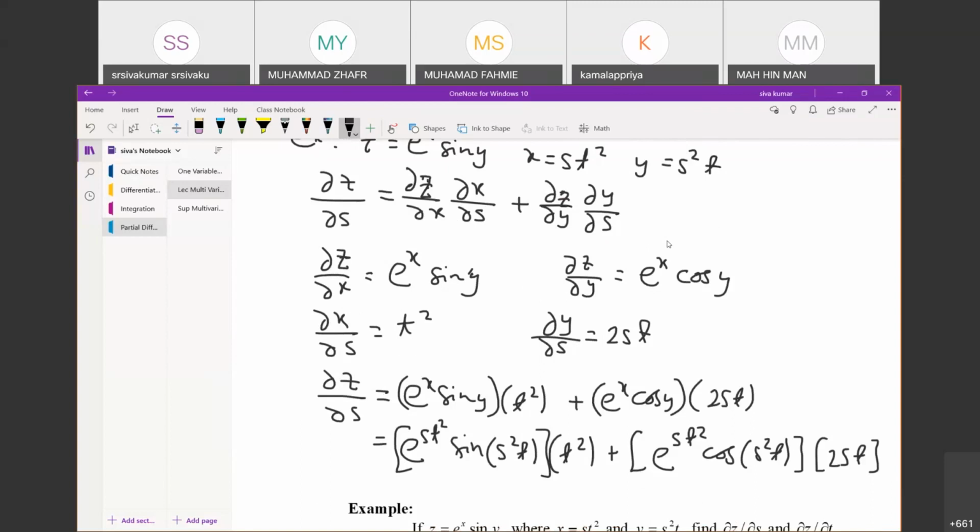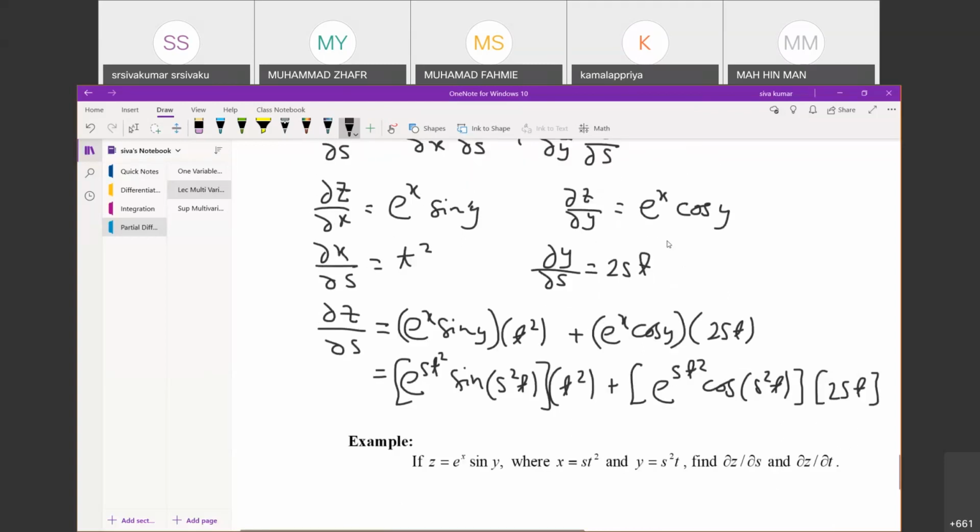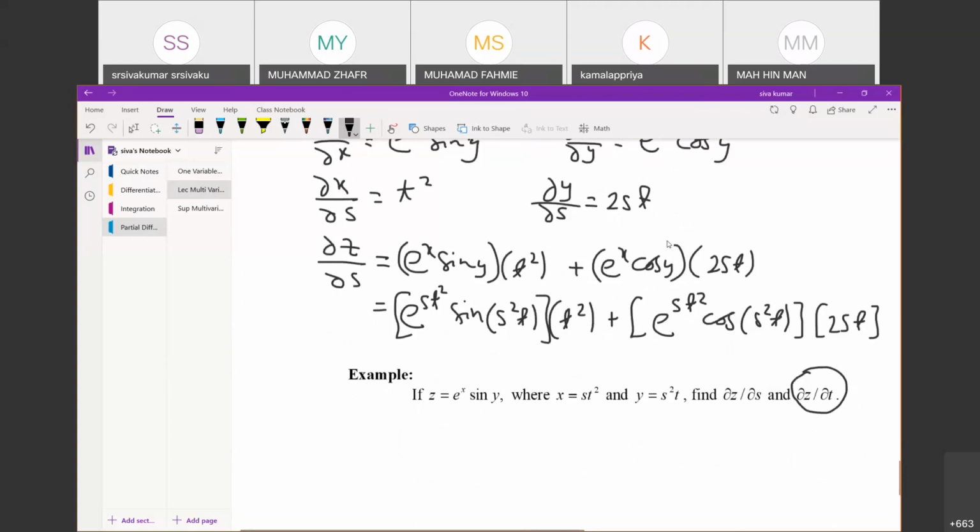That's why I say your one variable calculus must be very strong. If your one variable calculus is not strong, definitely you will face problems here. This is an example that I already showed to you. Then you can try for del z to dt. Can you try on your own? Please try. The answer is in my notes.